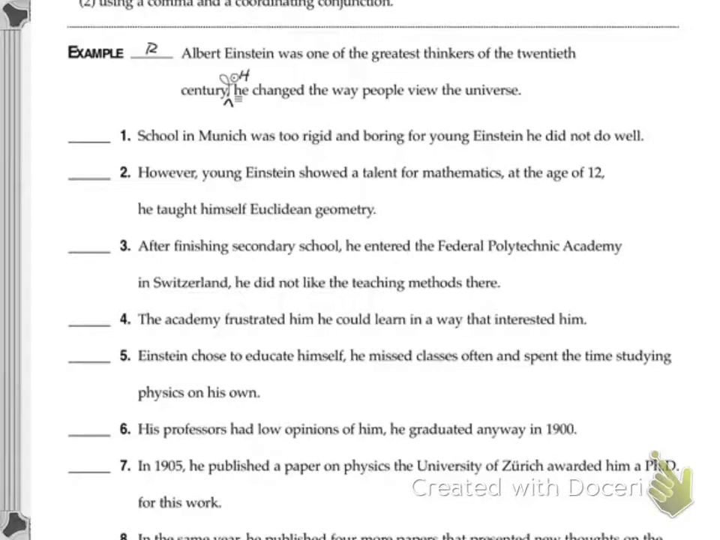So we decided that this first one was a run-on sentence, and we needed to fix this problem here. So the best way to fix this one, in my opinion, is to add a comma and a coordinating conjunction, because we need to show the relationship for why Einstein did not do well, and that was because school was too rigid and boring. So we could say, school in Munich was too rigid and boring for young Einstein, so he did not do well. And that solves our run-on sentence problem.